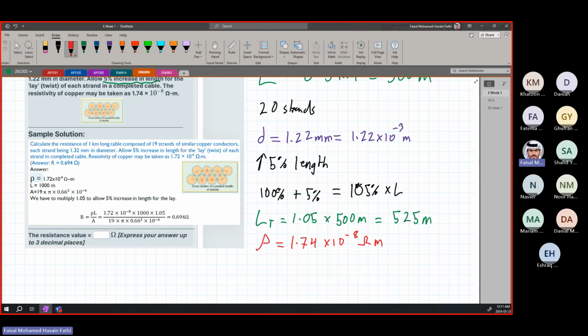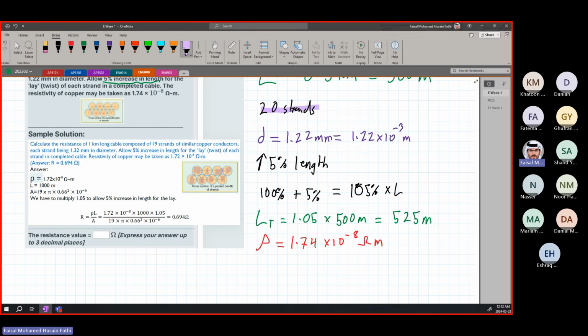Strands means, if you see cables, there are multiple wires next to each other. So you have a different number of wires next to each other. All that will add. The length is not going to change, but what will change, if you notice here, is that you're going to have multiple areas. You're going to have 1, 2, 3, etc., depending on how many strands you have.